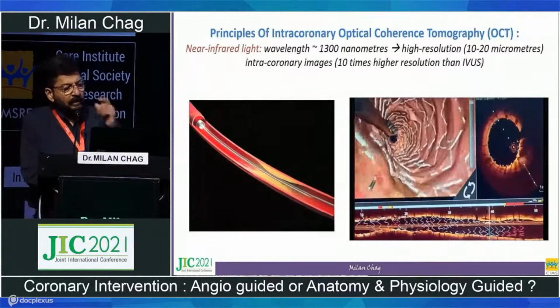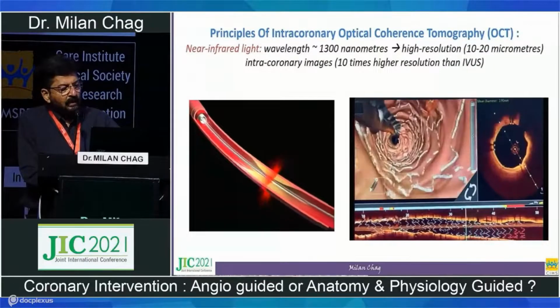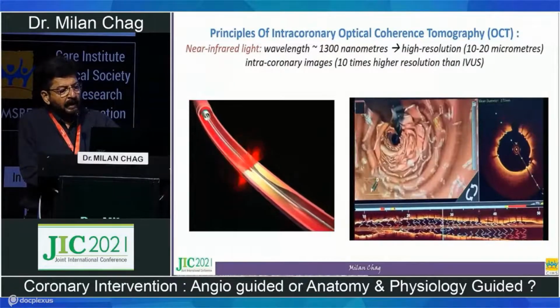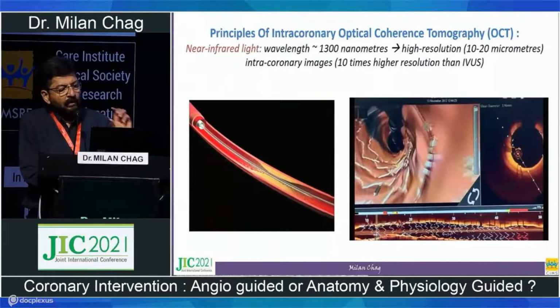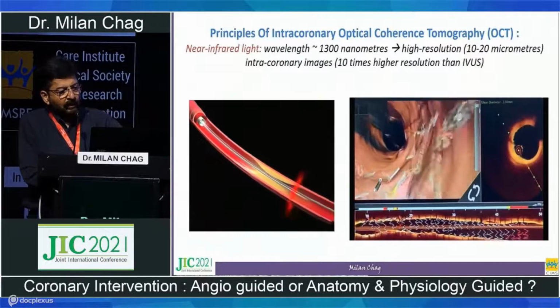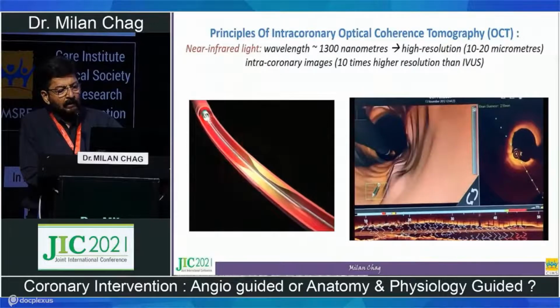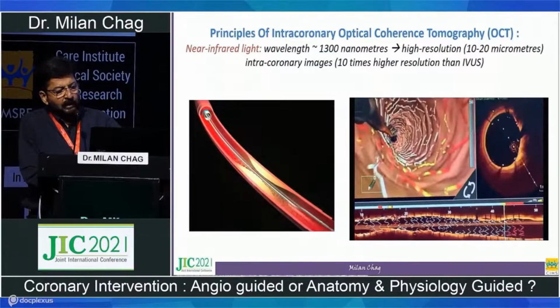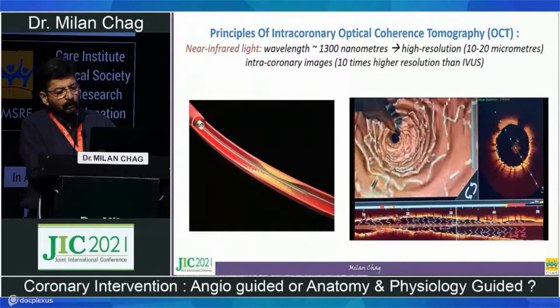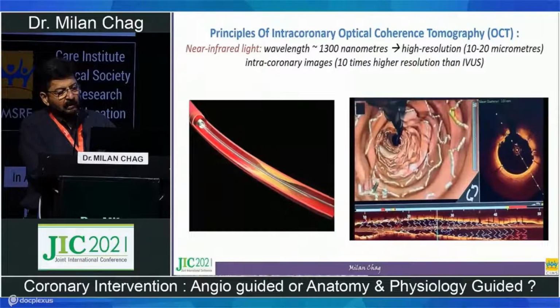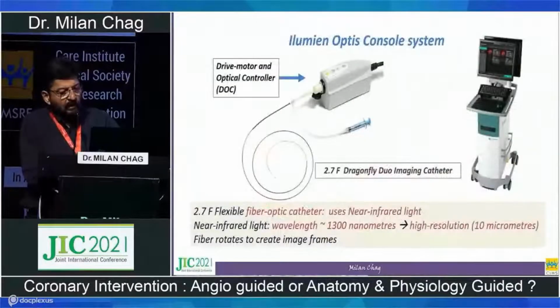What are the principles? As I told, it uses a technology known as infrared light, which has a wavelength of around 1300 nanometers, very high resolution, about 10 micron. It leads to intracoronary images which are 10 times higher in resolution than intravascular ultrasound. You can get a short axis view like this, you can get a longitudinal view, and you can get a 3D fly-through view, as if you are sitting inside the lumen. So this is the console on which we can see this.